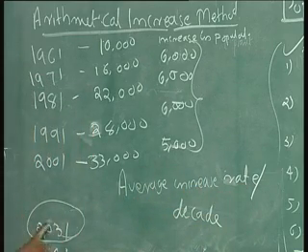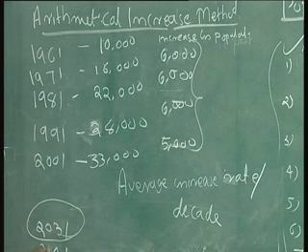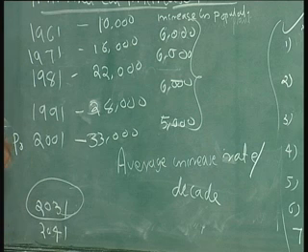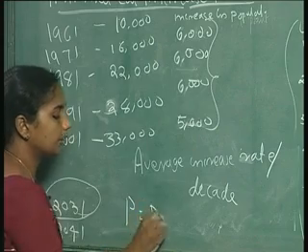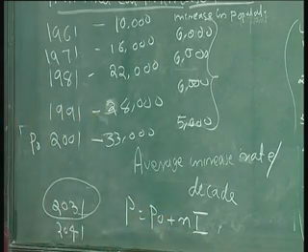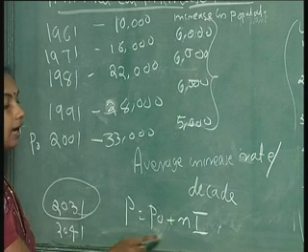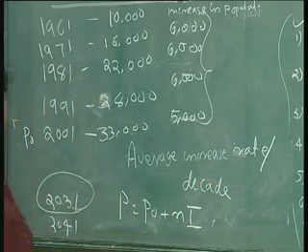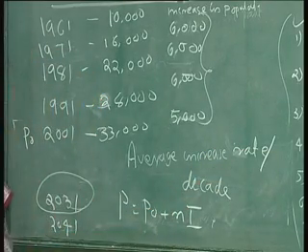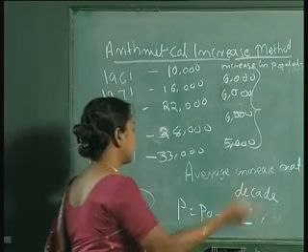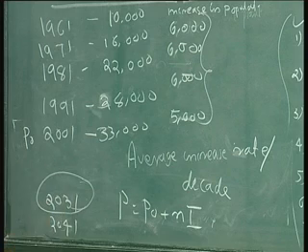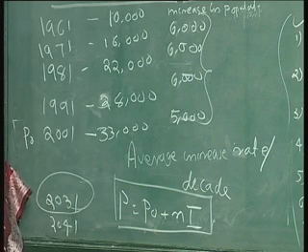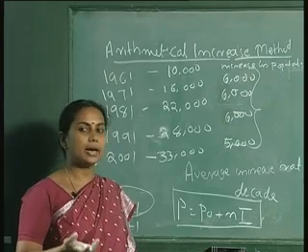If you want to find the population at 2031, what you have to do is take the 2001 population as P naught, because this is the last information we have. So P is equal to P naught plus N into I. P naught is the population at the known time, N is the number of decades, and I is nothing but the average increase rate per decade. We are assuming that the increase in population per decade is almost constant, and based on that we can find the population after 30 or 40 years. This is the simplest method of population forecasting.